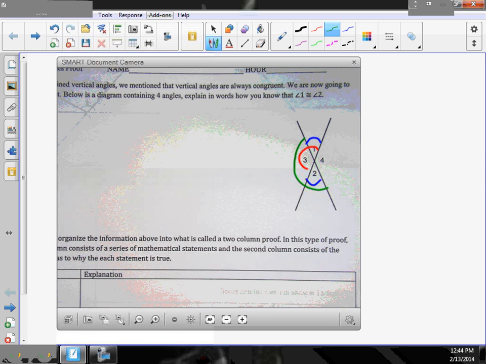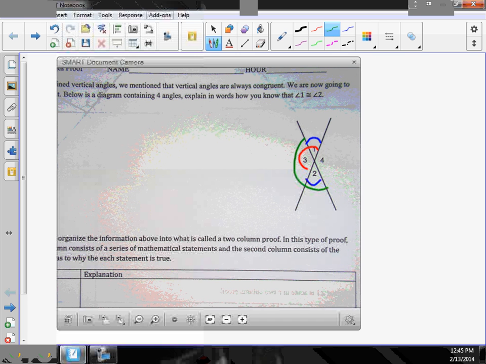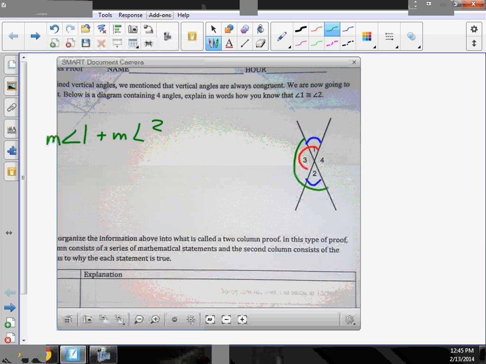And I'm not going to make you remember all the postulates. If you were in geometry last year, you probably did it more rigorously than we're going to. So, what does it mean to be a linear pair? They have to add to 180 and they have to be adjacent. So we're going to use the add to 180 idea. So we know that the measure of angle 1 plus the measure of angle 3 equals 180 degrees.